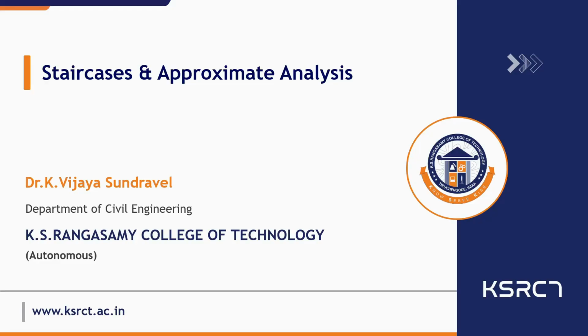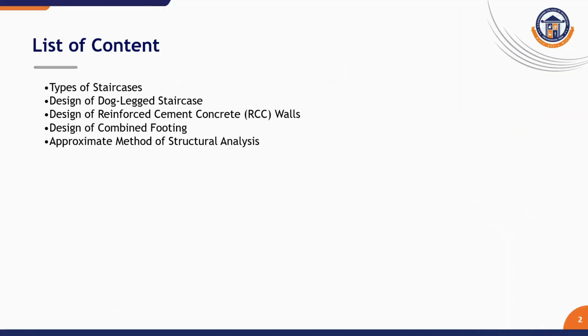Today, we will be covering staircase and approximate analysis, two important topics in structural design that deal with vertical circulation systems and a simplified method for analyzing the structure. In this unit, we will cover types of staircase, design of dogleg staircase, design of reinforced cement concrete RCC wall, design of combined footing, and approximate method of structural analysis.